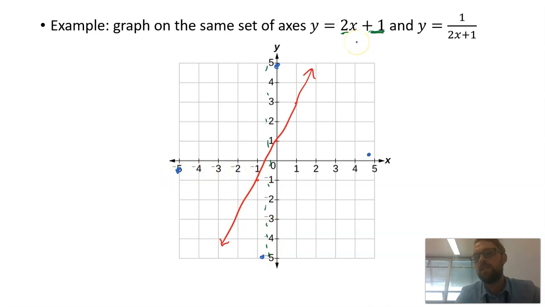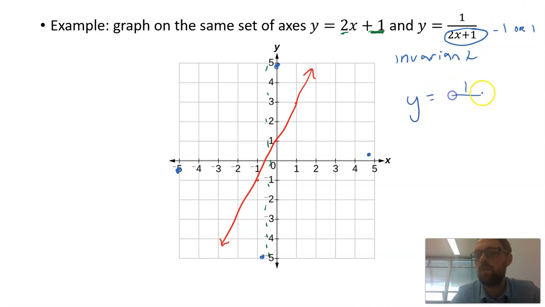The other thing we know is these functions are actually going to be the same, and the word we use is invariant. Okay, they're going to be invariant when the bottom number equals -1 or 1. All right, so let's just have a look why. So if I go y equals 1 over, this bottom one's going to equal 1 when the x is 0, so 2 times 0 plus 1 equals 1 over 1. Okay, so that's just 1.